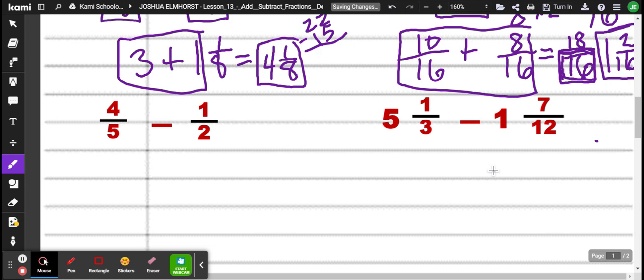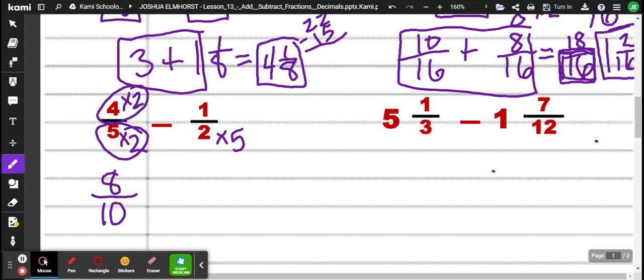Okay, so the last part for this lesson is subtracting fractions. And if we look at 5 times 2, we can get a common denominator of 10 and 2 times 5. So 5 times 2 will give us tenths, and 4 times 2 will give us 8. 5 times 2 will give us tenths, 2 times 5 will give us tenths, and then 1 times 5 will give us fifths.